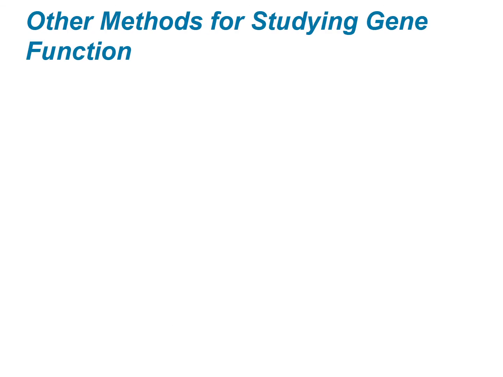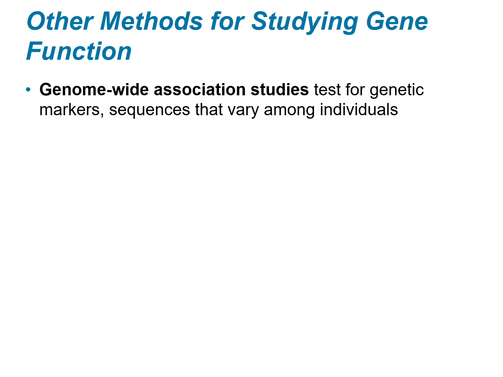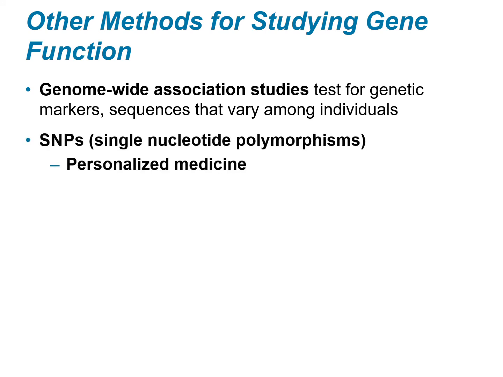So there are other methods for studying gene function. Genome-wide association studies are used to test for genetic markers or sequences that vary among individuals. It's these sequences that cause individuals to have different, let's say, reactions to pharmaceuticals or different responses to infection. One way to do that is to detect these SNPs, right? They're called single nucleotide polymorphisms. These are also sequences that vary among individuals, but SNPs are single nucleotides that vary among individuals.